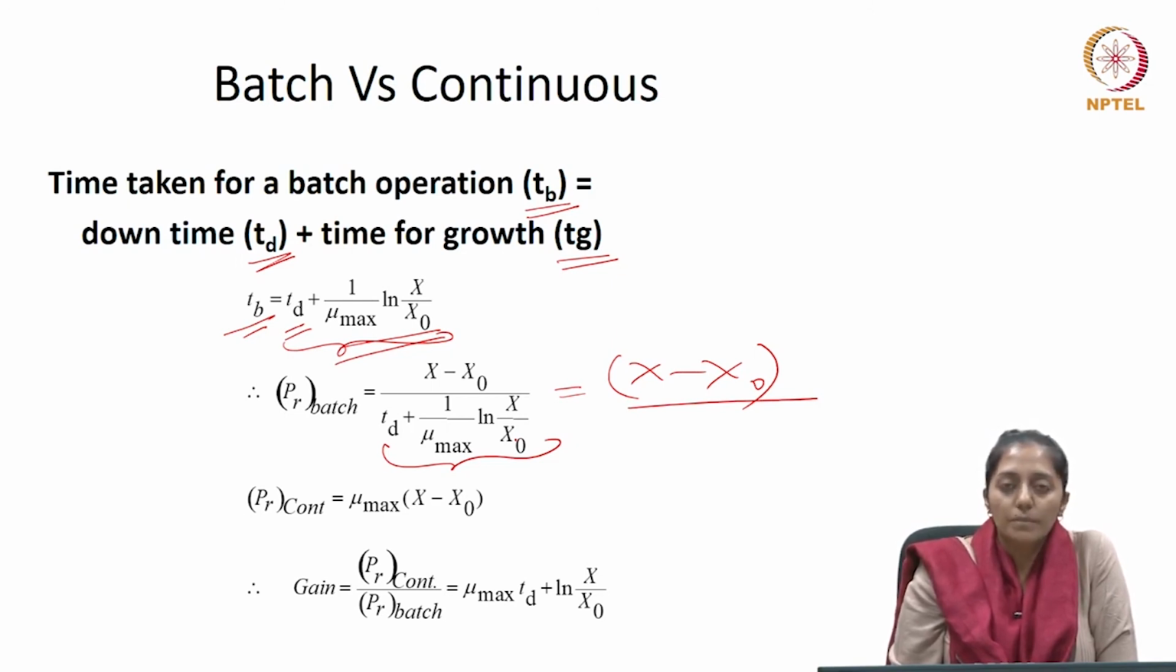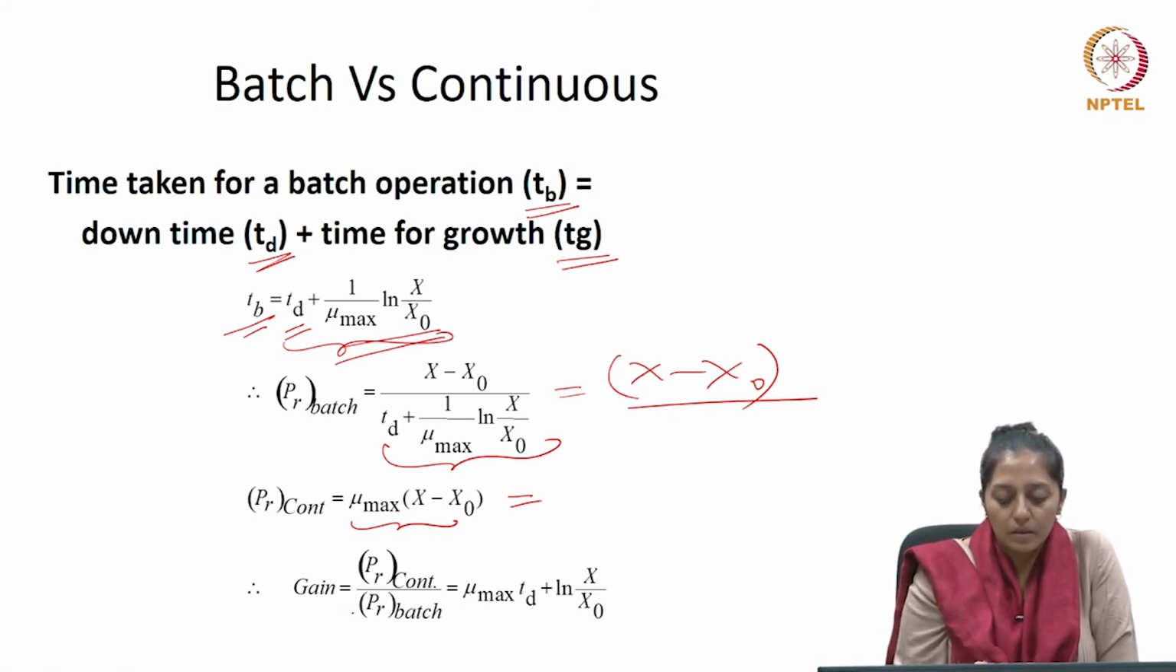Now, let us see what is the productivity in a continuous reactor. In a continuous reactor, we do not consider any downtime here. It can be run continuously for a long time, which is an advantage over the batch reactors, and your productivity can be given as mu max times x minus x naught. Now, x naught here is the biomass concentration in the feed, which is generally sterile, but still let us keep it as it is.